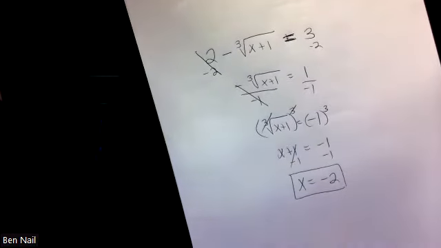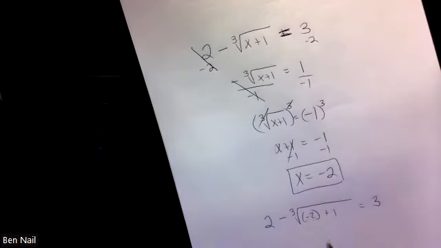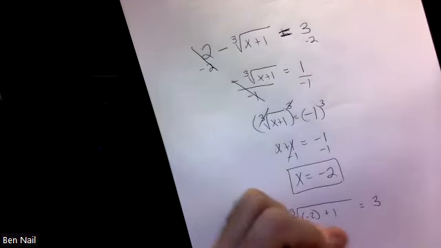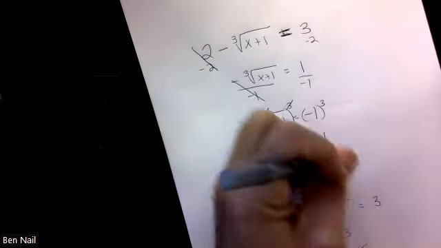And again, we can check our solution. -2 plus 1 is -1. The cube root of -1 is -1. And 2 minus a -1 does equal 3. This is a good solution.